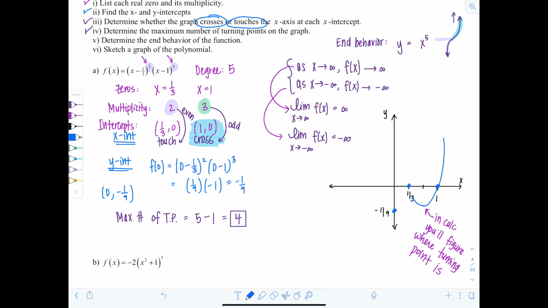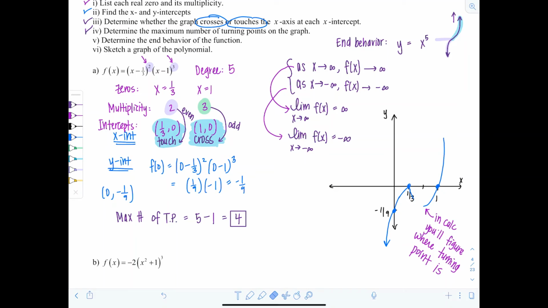Okay, so then once you get to 1/3, you're going to check what was the multiplicity there. Oh, it's even. That means it touches. So don't go through to the other side. You're just going to come back around. That's what it means to touch. It bounces back off. And then make sure you cross through that y-intercept and the graph goes down like that.